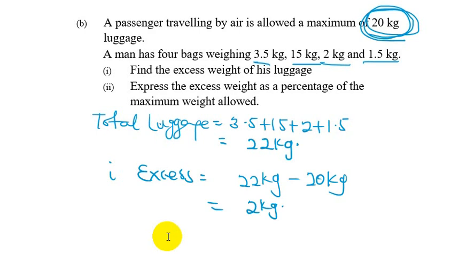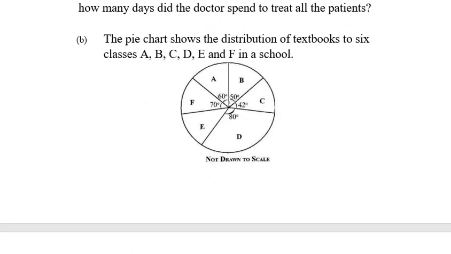Now we are supposed to express the excess as a percentage of the maximum weight allowed. So the excess is 2. We are expressing it of what is allowed. Then we multiply by 100. So the 0 cancels this 0. 2 goes here 1, 100 goes here 5. 2 times 5 gives me 10%. So that is all. Just simple like that. Now let's go to question 3.